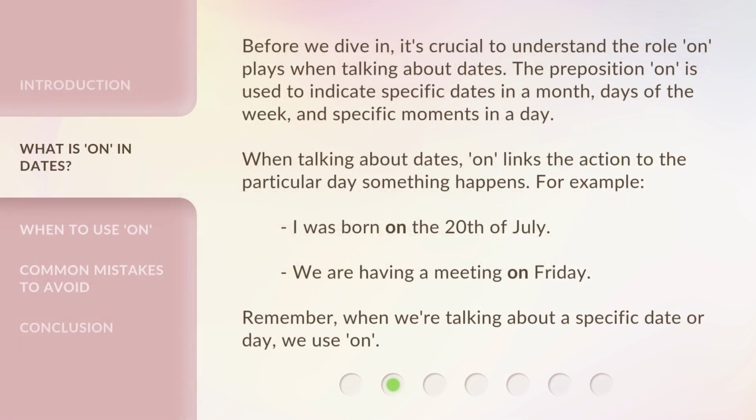Before we dive in, it's crucial to understand the role on plays when talking about dates. The preposition on is used to indicate specific dates in a month, days of the week, and specific moments in a day. When talking about dates, on links the action to the particular day something happens. For example, I was born on the 20th of July. We are having a meeting on Friday. Remember, when we're talking about a specific date or day, we use on.